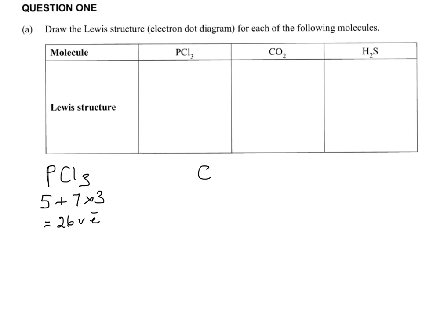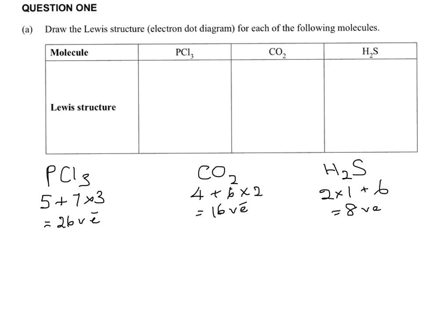Now, carbon dioxide, CO2, each carbon atom has 4 valence electrons, and oxygen has 6. So 6 times 2 plus 4. So that's 16 valence electrons. Then we've got H2S, dihydrogen sulfide, and each hydrogen has 1 electron. And sulfur, in the same column as oxygen, has 6 valence electrons. So there we've got 8 valence electrons.